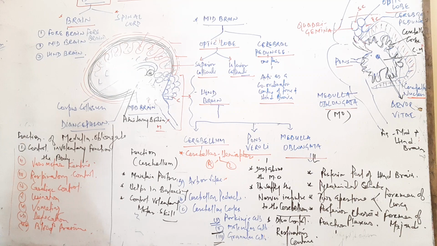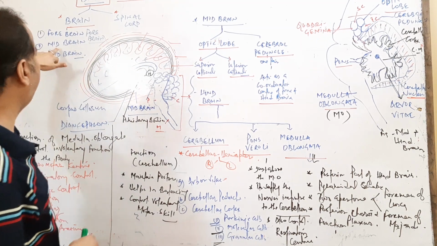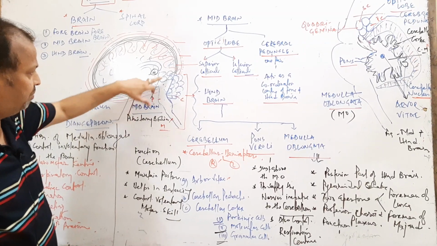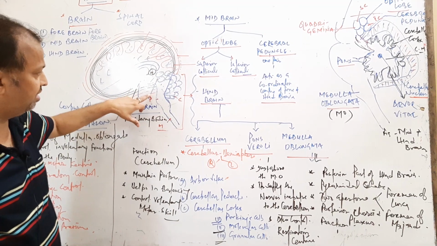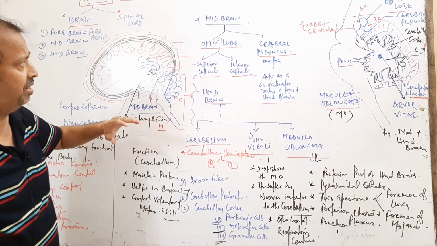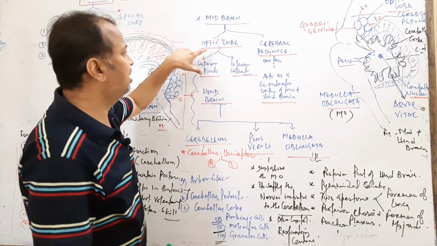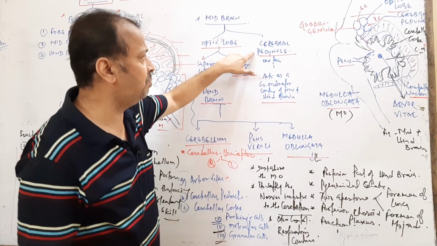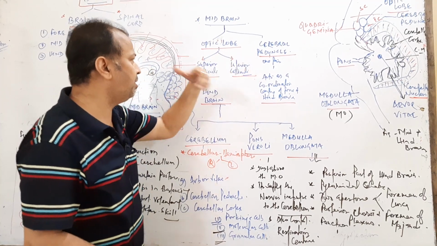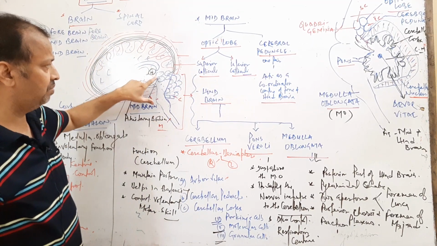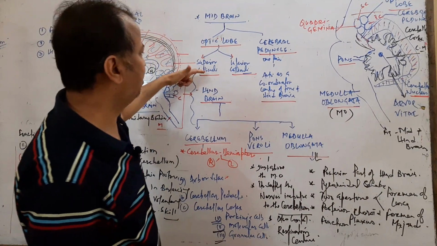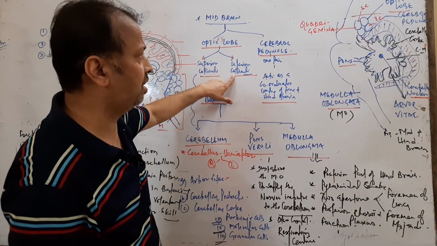So the next part of the brain is the midbrain. The midbrain starts from here. Here you see the midbrain area, and this part is called the hindbrain. In the midbrain there are two parts present: first is the optic lobes and second is the cerebral peduncle. Here is the optic lobe. The optic lobes contain two parts, superior colliculi and inferior colliculi.